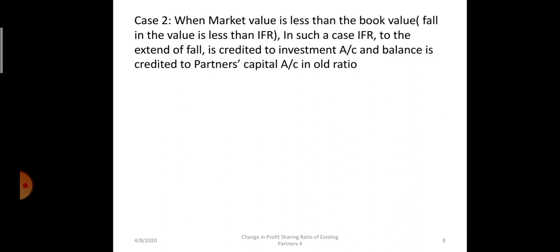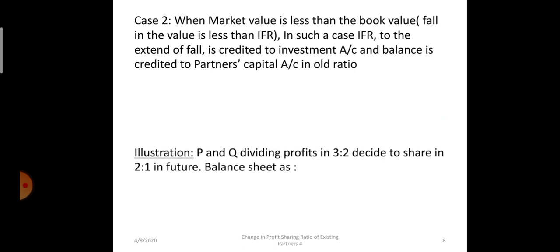Case 2, when market value is less than the book value, but the loss is less than the investment fluctuation reserve. So whatever loss is there, first it will be written off from investment fluctuation reserve, and the excess amount left will be transferred to the partners' capital accounts.